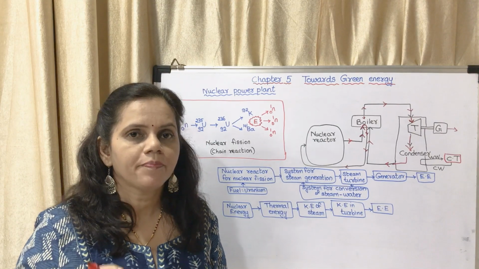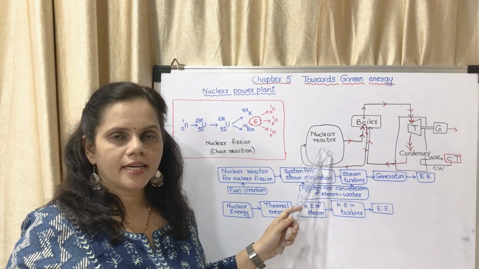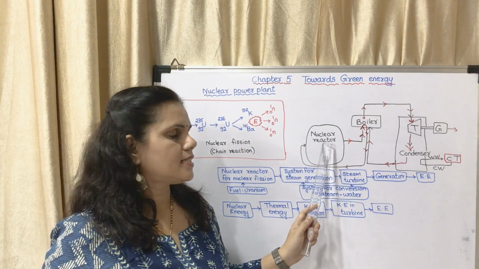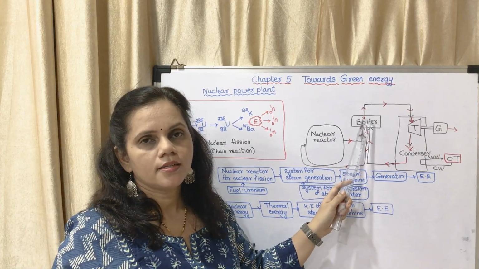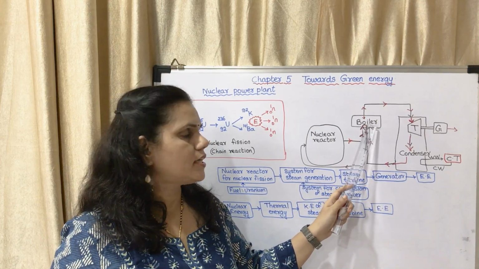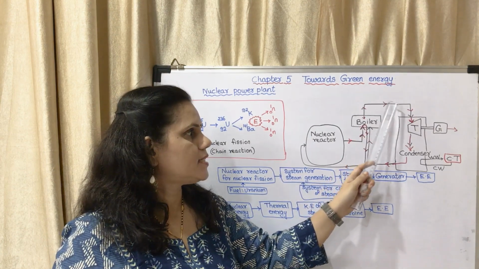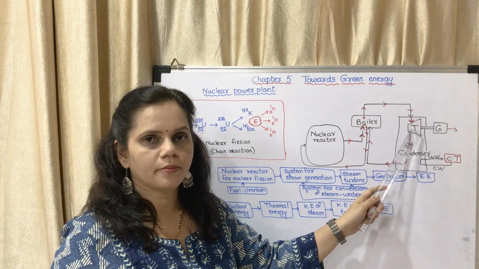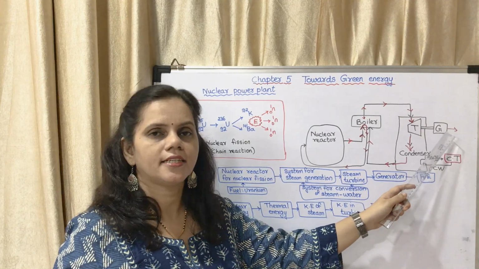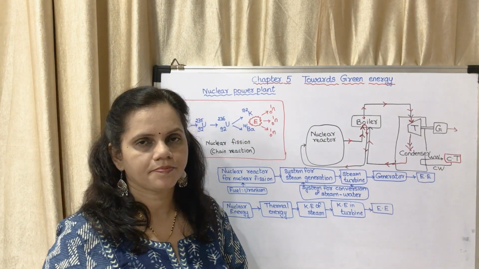So basically what is happening, inside the nuclear reactor, nuclear fission is taking place. That energy is used to boil the water inside the boiler. The water gets converted into steam. The steam rises up, it falls on the turbine. The turbine turns the generator and the generator generates electrical energy.